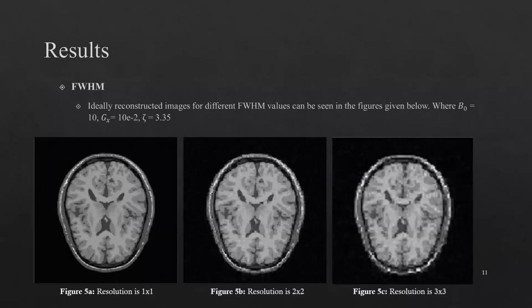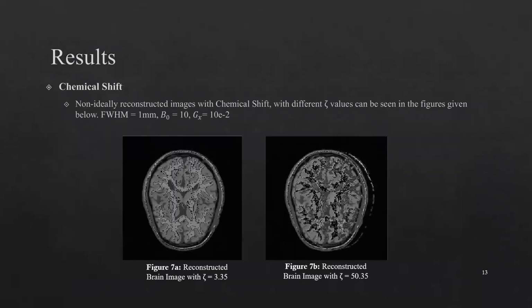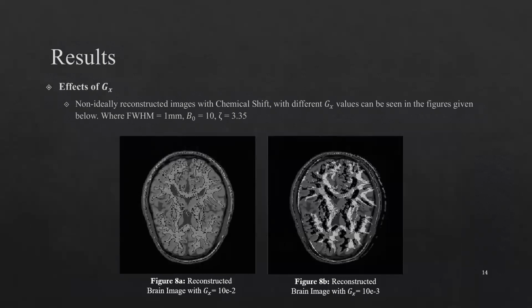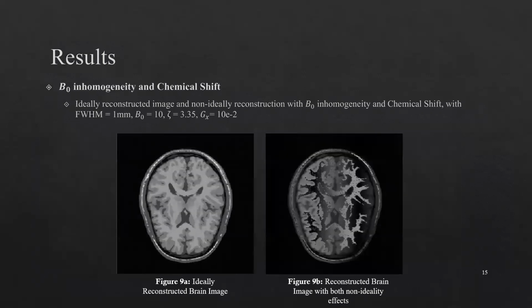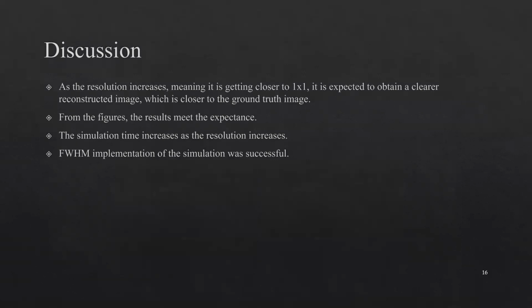The next few slides are the results of the MATLAB simulations. Full width at half maximum is implemented as the resolution, and as it increases, meaning it is getting closer to 1 by 1, it is expected to obtain a clearly reconstructed image. From the figures, the results meet the expectation. As the resolution increases in the MRI simulator, the reconstructed image is getting cleaner. However, the simulation time increases. Overall, this implementation of the simulation was successful.